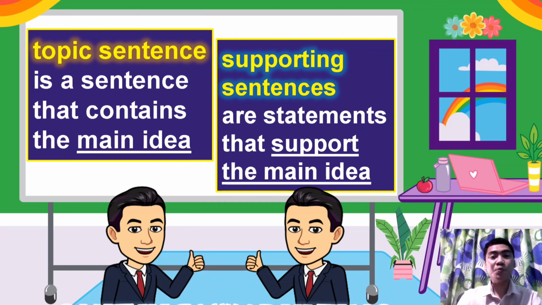Now, let's find out what is a supporting sentence. So, when we say supporting sentences, from the word itself, supporting, are statements that support the main idea. Remember that we have 5 or more sentences to come up with a paragraph. And remember that when we say paragraph, it is composed of interrelated sentences. Magkakaugnay daw na mga pangungusap. When you are talking to a certain topic, make sure that your sentences are interrelated with each other.